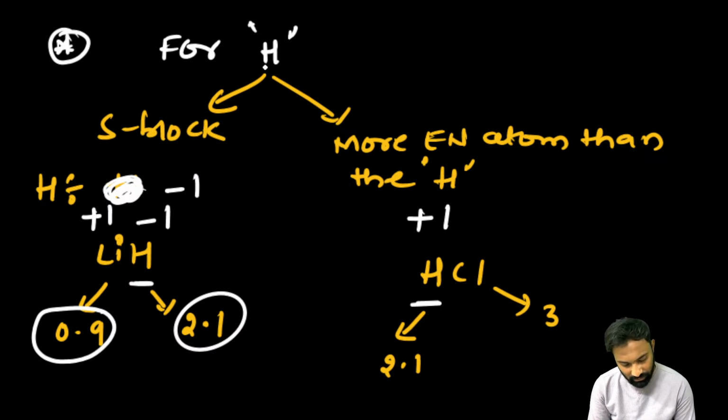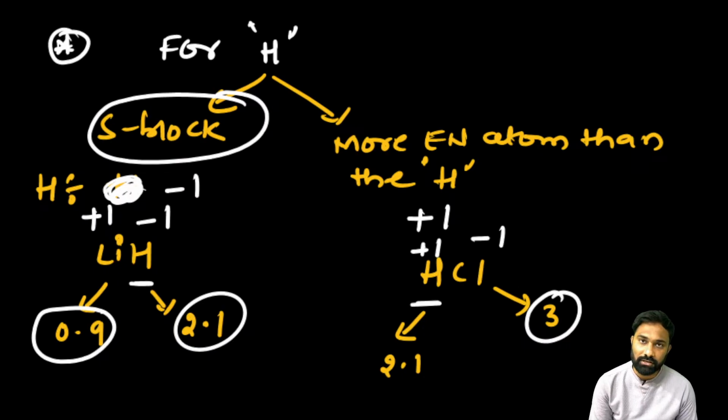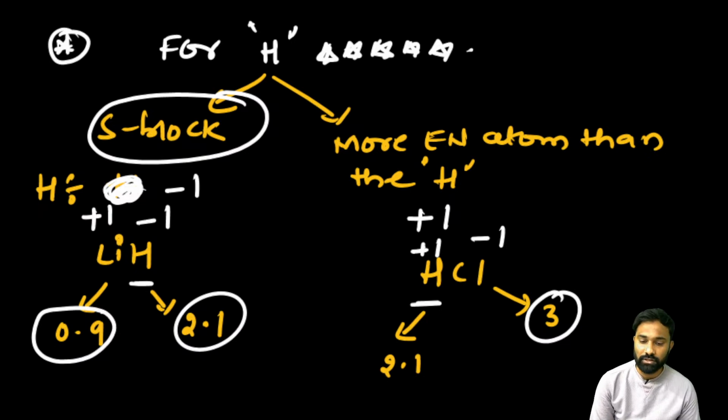Now you can see, if the hydrogen is attached with the S block, hydrogen is getting the -1 oxidation state. And if it is attached with a more electronegative atom than the hydrogen, chlorine is more electronegative than the hydrogen, then the chlorine drags the electron towards itself. Clear? Now the chlorine will get the -1 oxidation number, and hydrogen will get the +1 oxidation number, right? This hydrogen will play a very crucial role. You have to be very careful with this one.